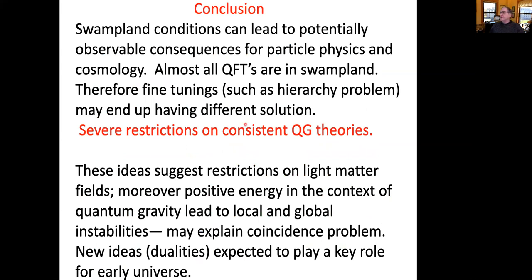Okay, so let me conclude. Swampland conditions can lead to potentially observable consequences for particle physics and cosmology. Almost all quantum field theories are in the swampland, and therefore fine-tuning problems such as the hierarchy problem that people deal with in the context of particle physics may end up having a completely different solution when you take into account quantum gravity. Quantum gravity brings new things to the table that are mysterious from the viewpoint of quantum field theory. It puts severe restrictions on consistent quantum gravity theories. These ideas suggest restrictions on light matter fields, and moreover, positive energy in the context of quantum gravity leads to local and global instabilities that I discussed, and this may also explain the coincidence problem. New ideas, such as the dualities that I was mentioning, are expected to play a key role for the early universe. Thank you.